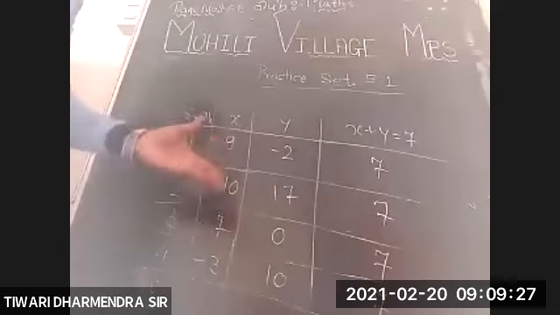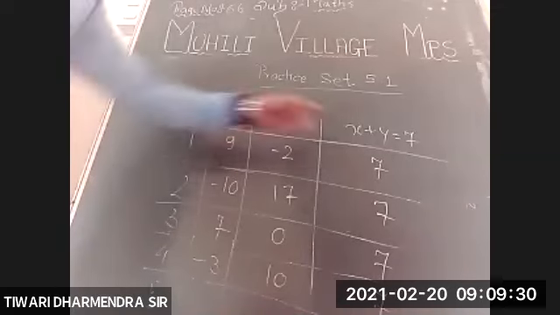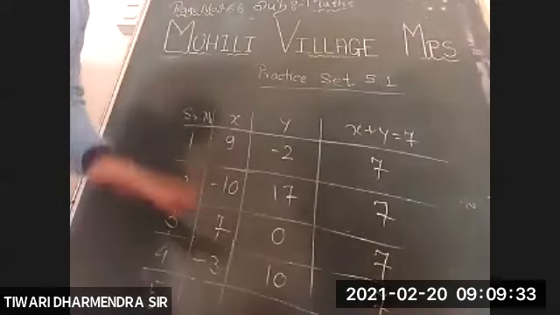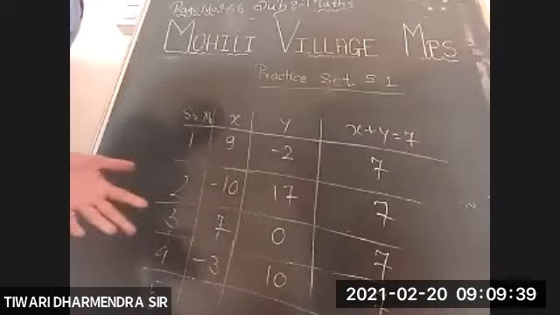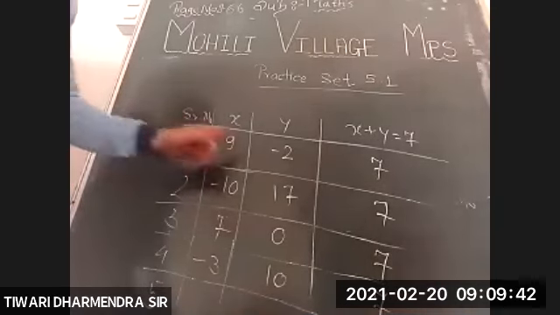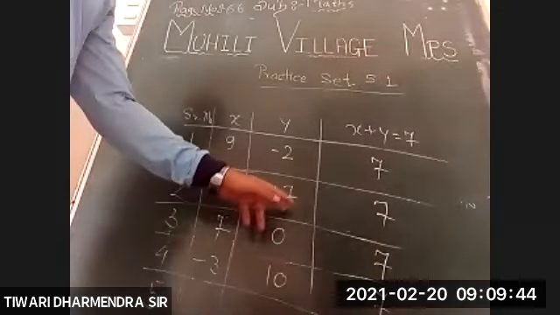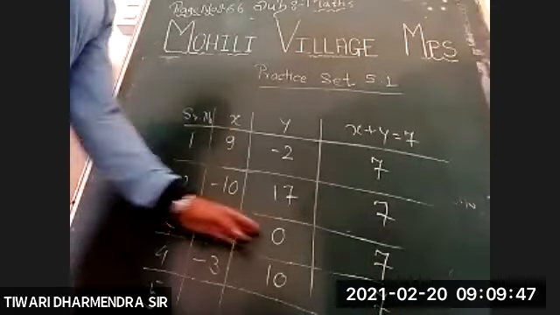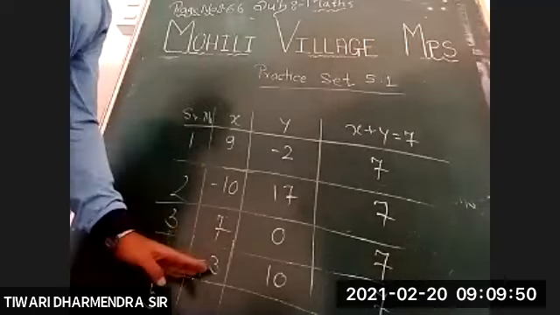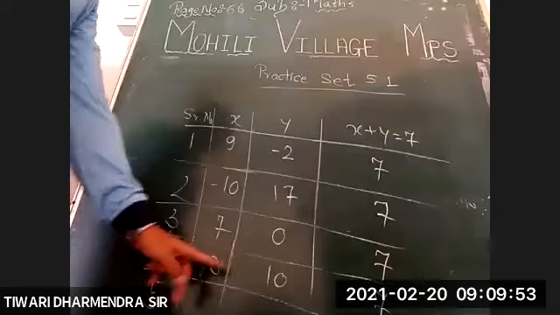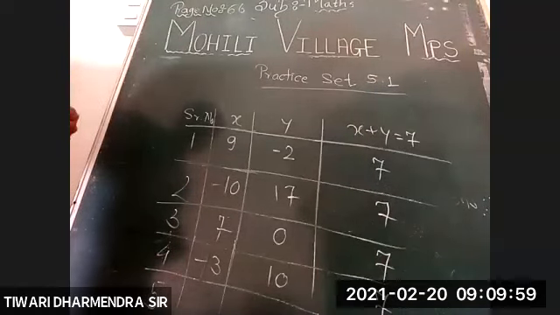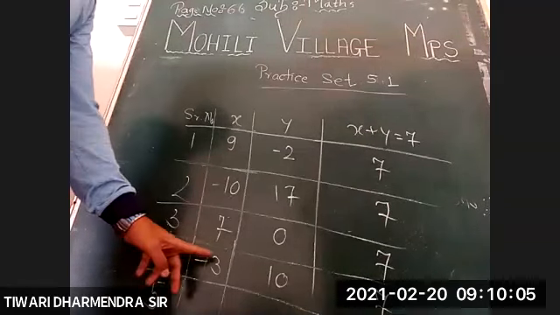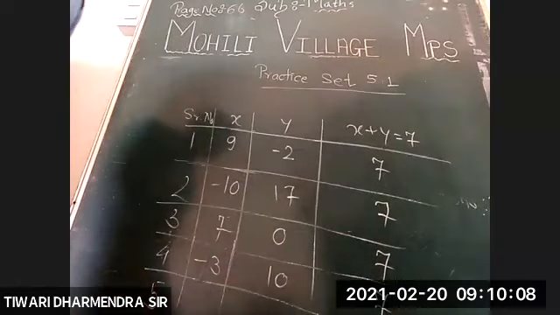As you can see, substituting these values in the left hand side, you will be getting the right hand side. If you substitute a value and you're not getting the right hand side, you can't select that, and it is not a solution because it is not satisfying the given condition. So 9 minus 2 is 7, minus 10 plus 17 is 7, 7 plus 0 is 7, minus 3 plus 10 is 7. The negative and positive, you do the negative part but take the sign of the positive number, because it is the largest. If I write 3 minus 10, the answer will be -7 instead, which is wrong.